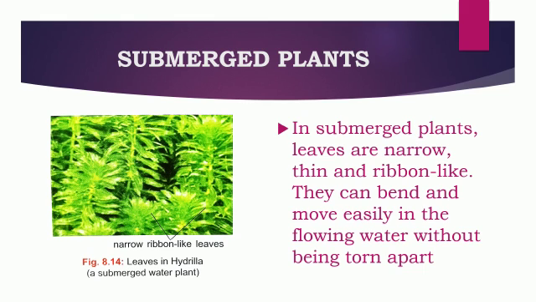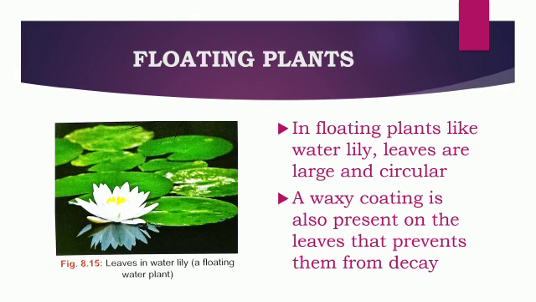Submerged plant. In submerged plants, leaves are narrow, thin and ribbon-like. They can bend and move easily in the flowing water without being torn apart or breaking. Floating plants. It means the plants which are floating on the surface of the water. In floating plants like water lily, leaves are large and circular. The waxy coating is also present on the leaves that prevents them from decaying.